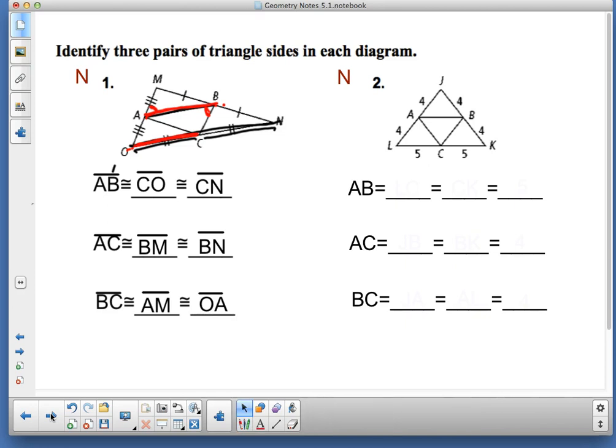In 2, I've got this going on. AB is the same as LC. It's also the same as CK. So I got that going, and they're 5. What I want you to do is fill in the other 6 boxes, or blanks. And those should go fairly quick, I hope.